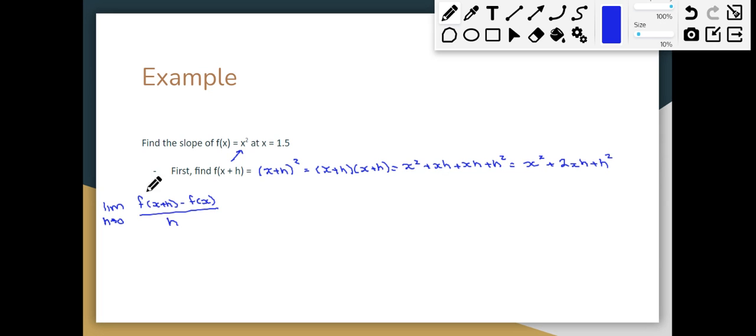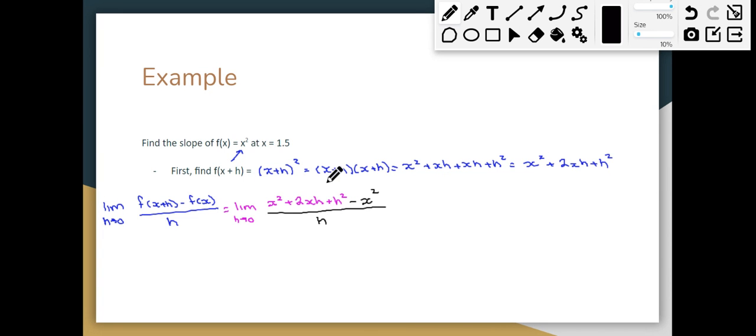So now we know what we can sub into our function here. So we are going to replace that in our function. So we are going to have the limit as h approaches 0. We're going to replace f of x plus h with what we found up here. So we're going to have x squared plus 2xh plus h squared. And then we need to minus our original function. So that's just the x squared. And then all of that needs to be divided by h.